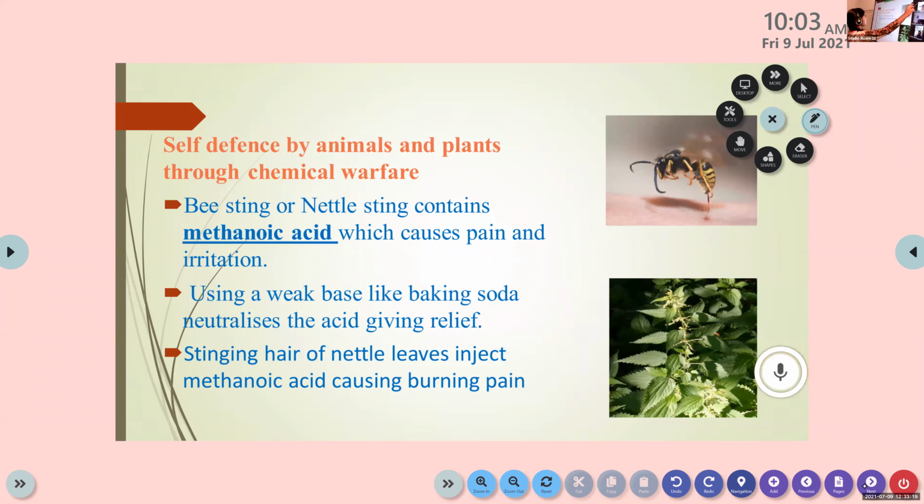That's the self-defense by animals and plants through chemical warfare. We already learned that ants and certain insects produce a certain amount of acid on biting, right? Similarly, certain plants also produce a small amount of acid. You all are familiar with this plant, right? It is known as nettle. So the first one: bee sting or nettle sting contains methanoic acid, otherwise known as formic acid.